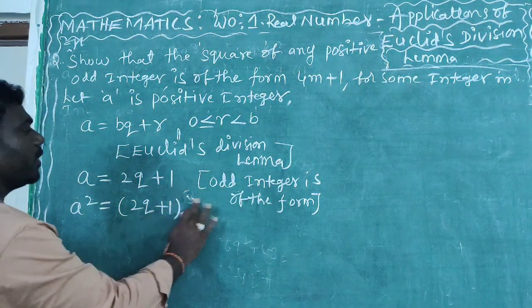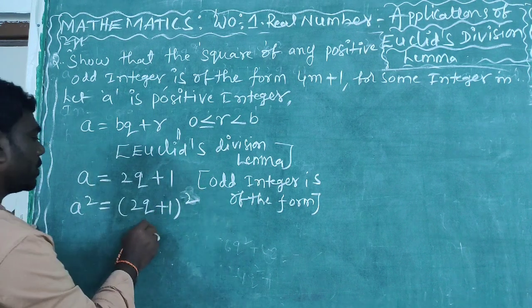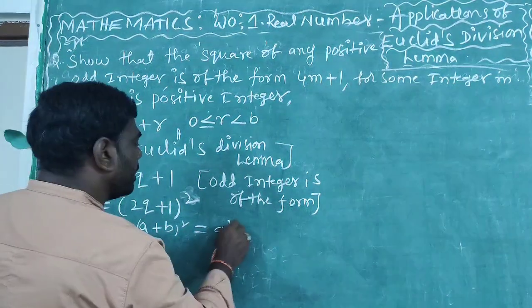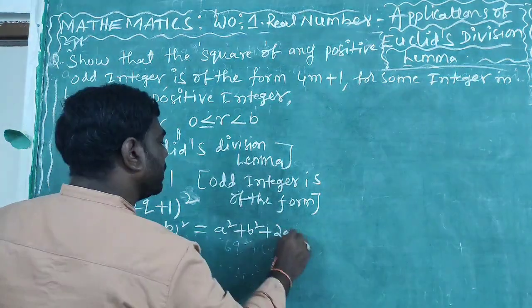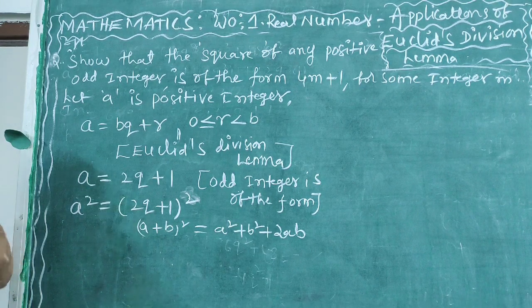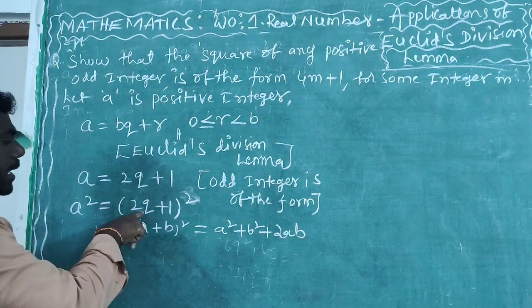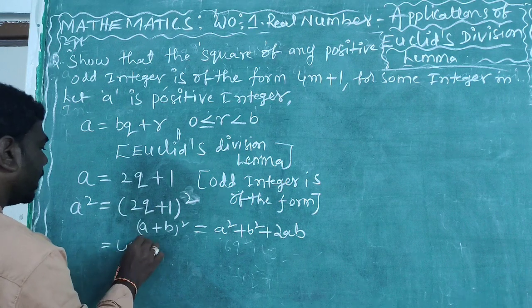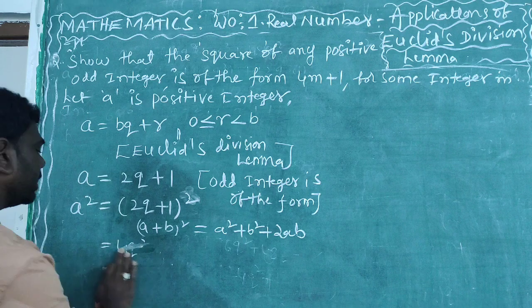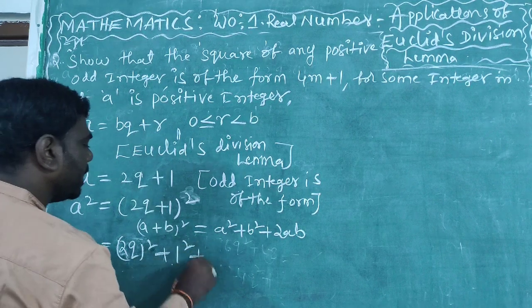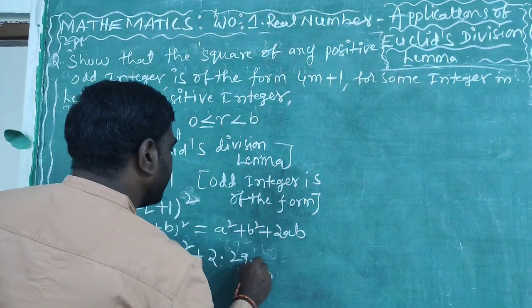What is it in the form of? If I take the square, (a plus b) whole square, what is the identity here? a square plus b square plus 2ab. So now simplify. What is a here? 2q. a square means what we are going to get here? 4q square. I am writing here directly, otherwise one step I will write here: a square plus b square plus 2ab, means 2q, b means 1.